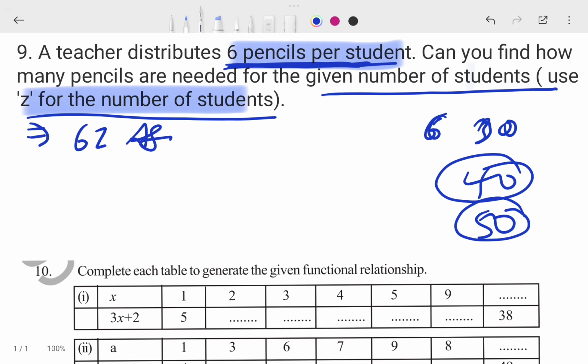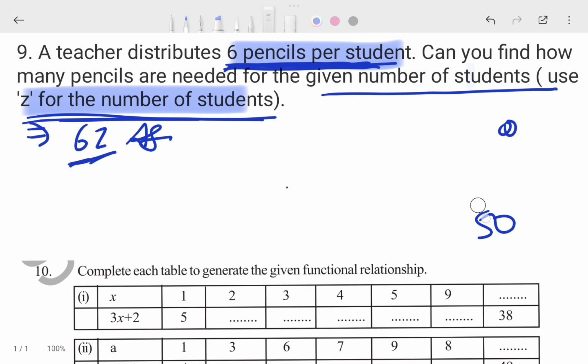It's over. But suppose there are more students. We don't know how many, but your teacher has to give the pencils to them. So we are assuming they are giving 6 pencils to students, 1 pencil to 1. But how many students there are, we don't know. If it is 10 or 15, we will multiply by it. If there are 10, you will get 60. So like that we say this is Z. So this is our answer.